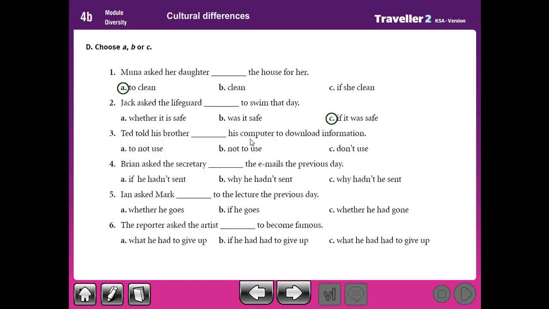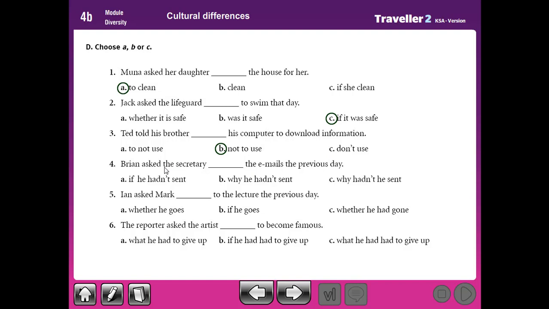Number 3. Ted told his brother his computer to download information. Which one is correct here? Okay. To not use, or not to use, or don't use. If we have a negative request, or command, sorry, we have to use not to or to not. So this one is not correct because we have to not here, but the right one is not to. We can't use don't, right?